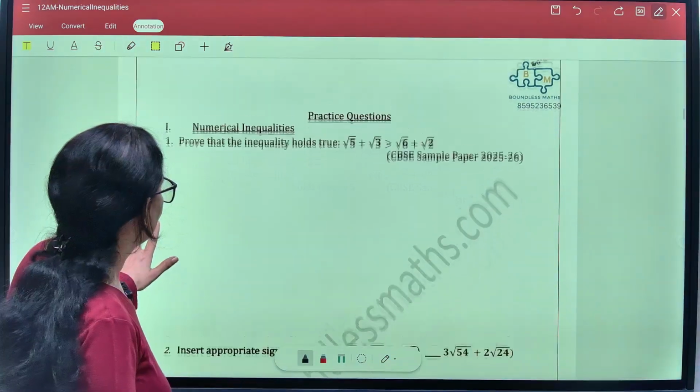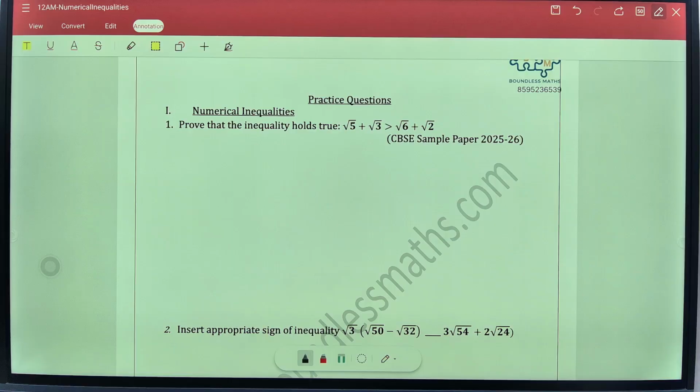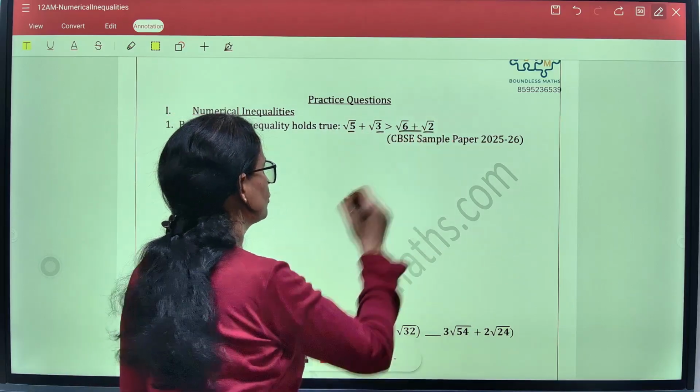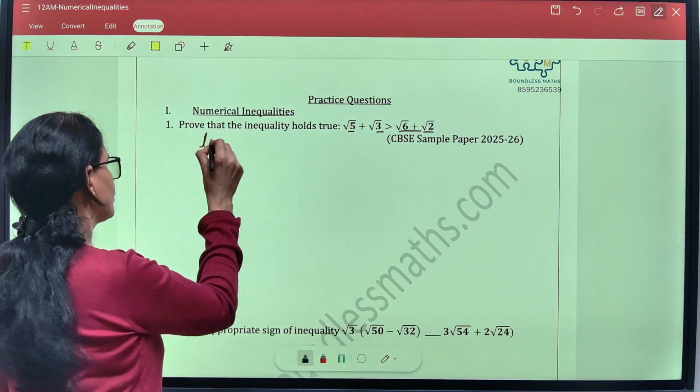So let's start solving questions. The first question is, prove that the inequality holds true: square root 5 plus square root 3 is greater than square root 6 plus 2. If you observe, 5 plus 3 is 8 and 6 plus 2 is also 8. Anyway, let's solve this question.